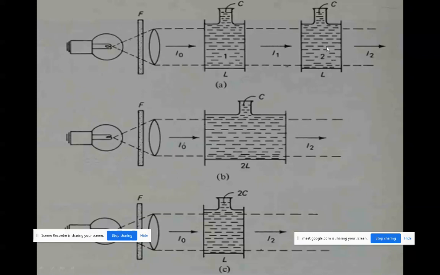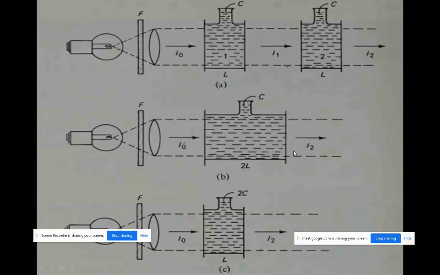If you place a second cuvette with another solution here, the light leaving the first cuvette enters the second cuvette. While leaving the second cuvette, the intensity will be lower than I1. I2 will be much less than I1. So while passing through the liquid, the light intensity goes on decreasing as it moves through the solution or blood. This is the concept.